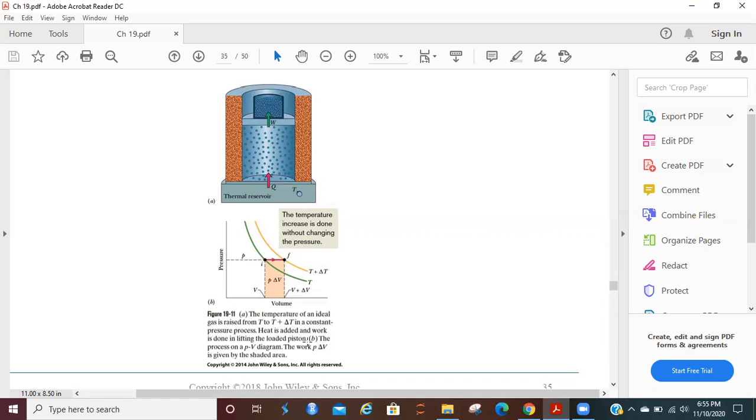Heat is added and work is done in lifting that loaded piston. In other words, it's going to increase the volume. That's why the volume goes over. The process on a PV diagram is represented here, and the work, pressure times the change in volume, is given by the shaded area down here.